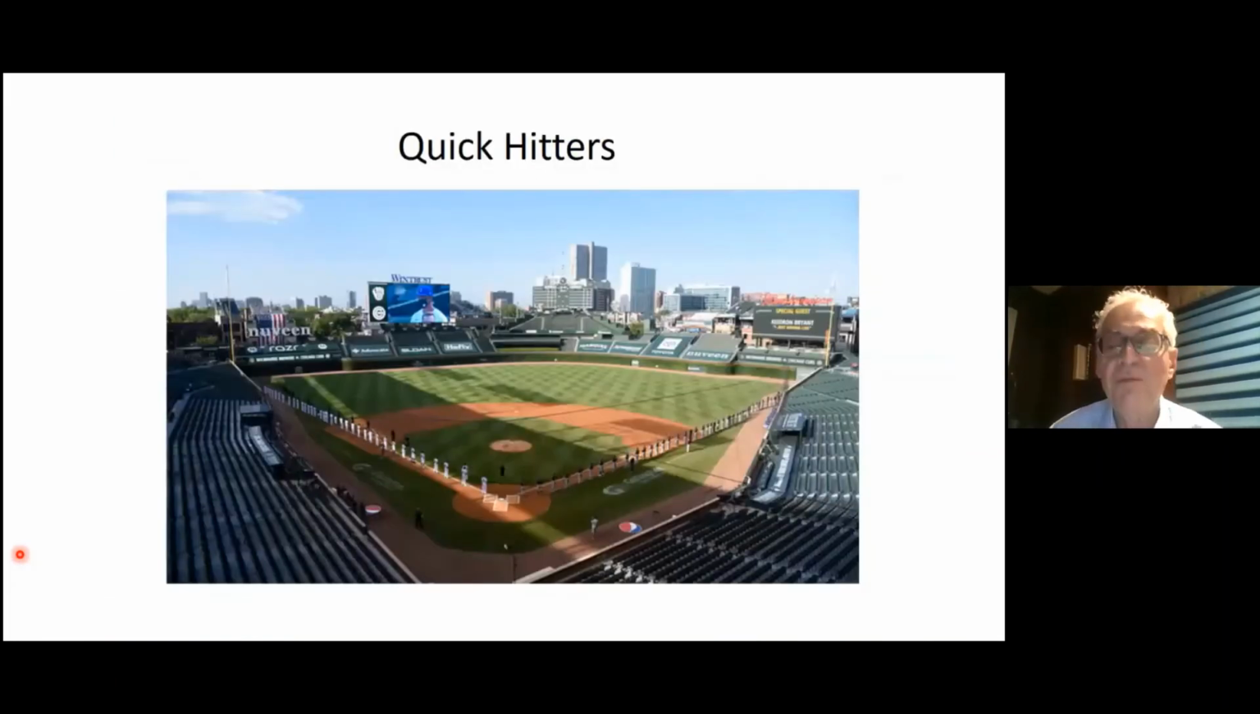Now, we have a few minutes and I'm prepared to stop anytime, but I thought I'd do what I call quick hitters, so just show you a quick case. You tell me the diagnosis.